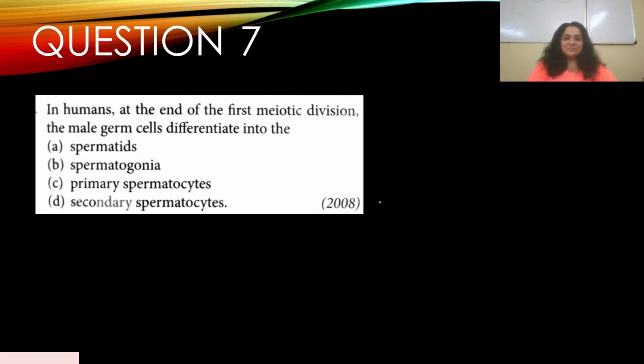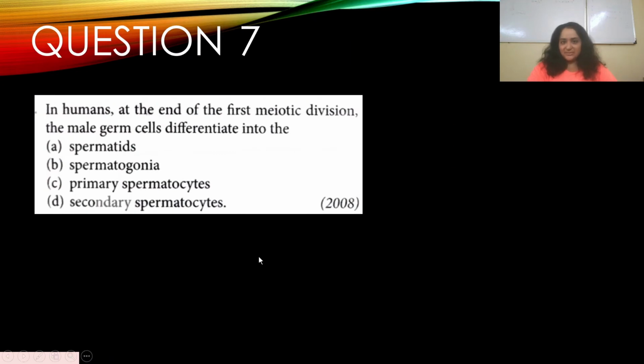Let's move on. Okay, so question number 7. In humans, at the end of the first meiotic division, the male germ cells differentiate into, this appeared in 2008. A, spermatids, B, spermatogonia, C, primary spermatocytes, and D, secondary spermatocytes. So after the first meiotic division, the male germ cells differentiate into or form secondary spermatocytes. So your answer is D.